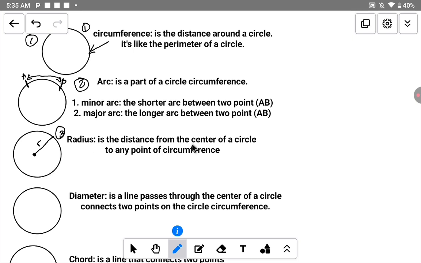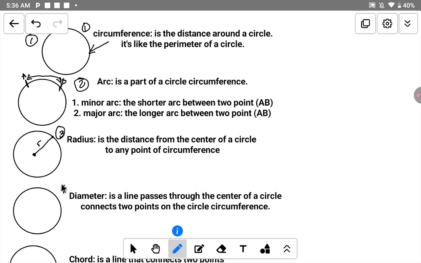That is the distance from the center of a circle to any point on the circumference. It is called a radius. I hope that is well clear now. So let's move to the next number.